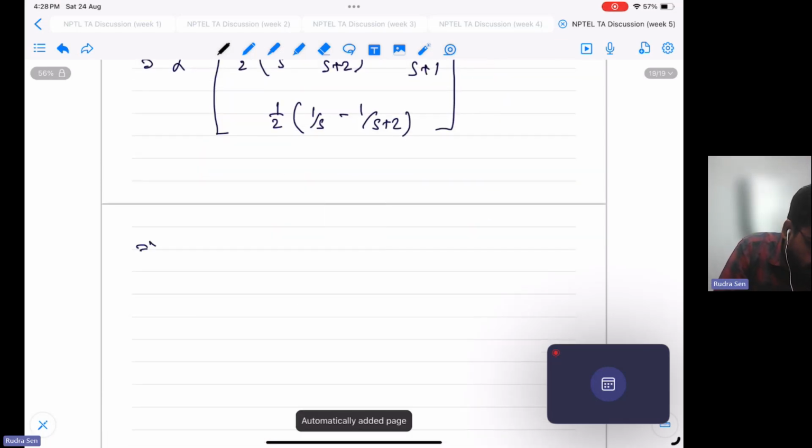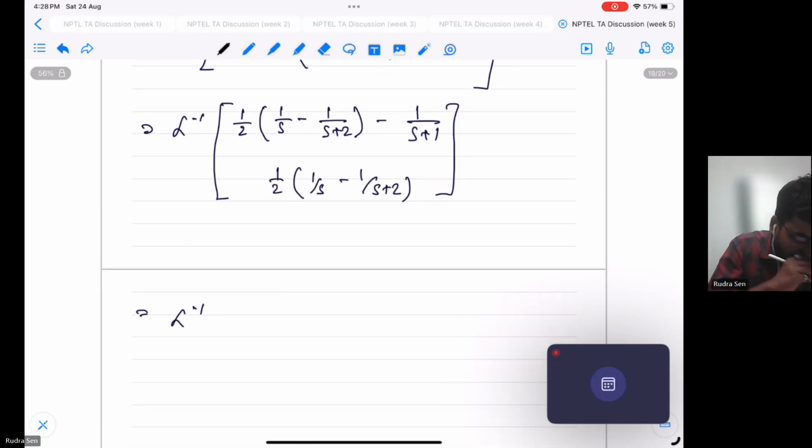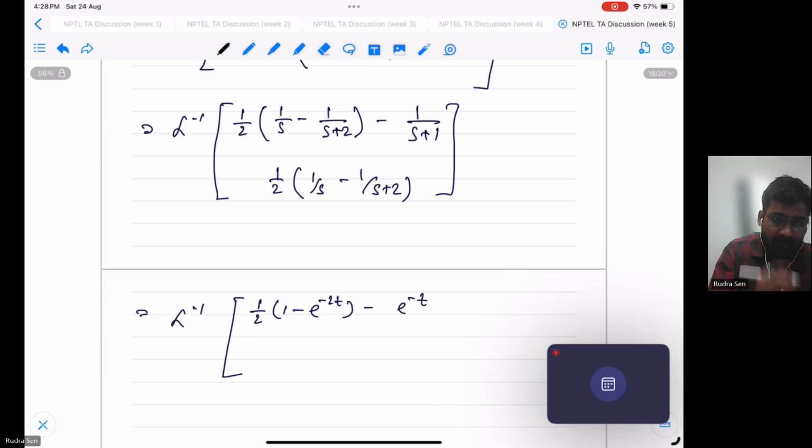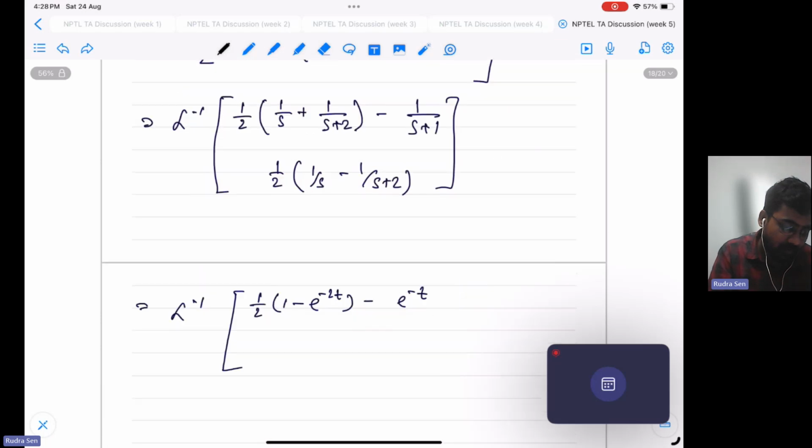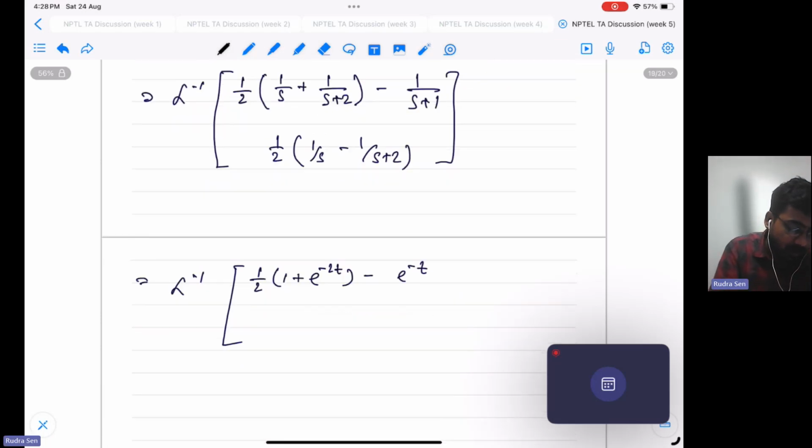What is the Laplace inverse then? So Laplace inverse is then half 1 minus e to the power minus 2t, plus e to the power minus t. Sorry, this is plus, I made a mistake again. And here half into 1 minus e to the power minus 2t.